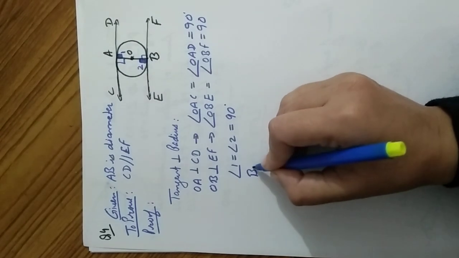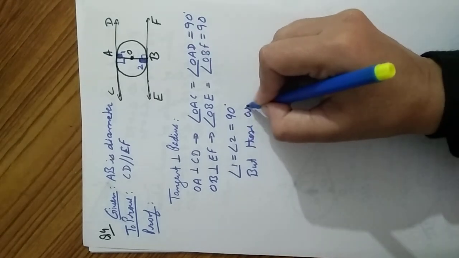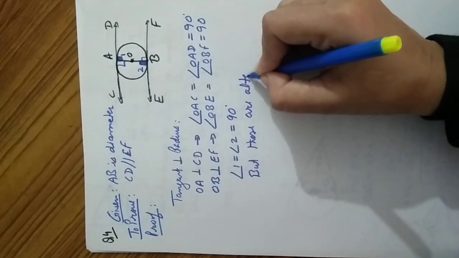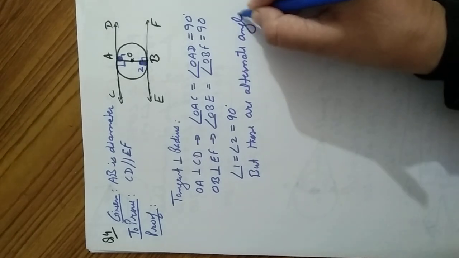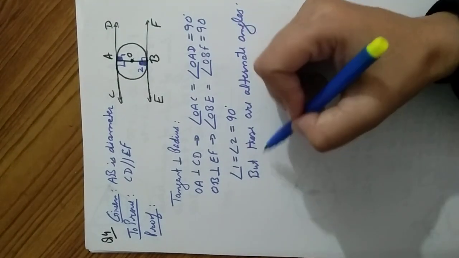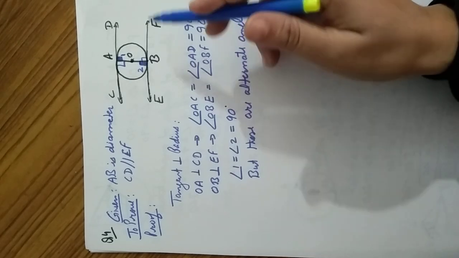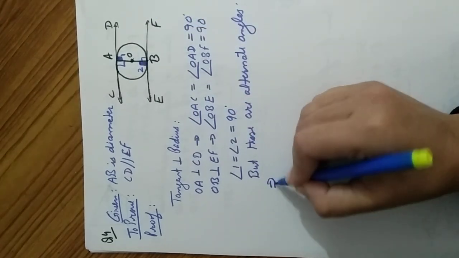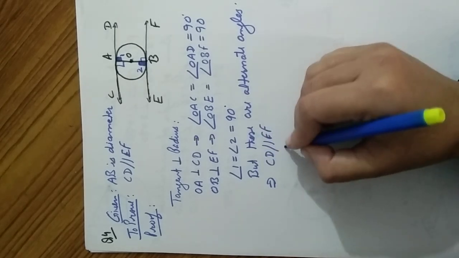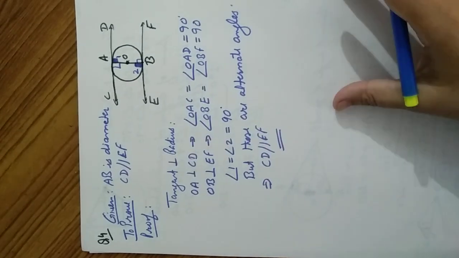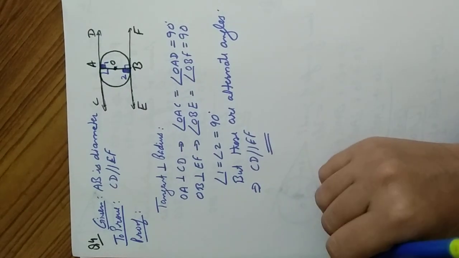So you will write here, but these are alternate angles, and we know that alternate angles are always equal if we have two parallel lines. So this implies that CD is parallel to EF, and hence this is our result.